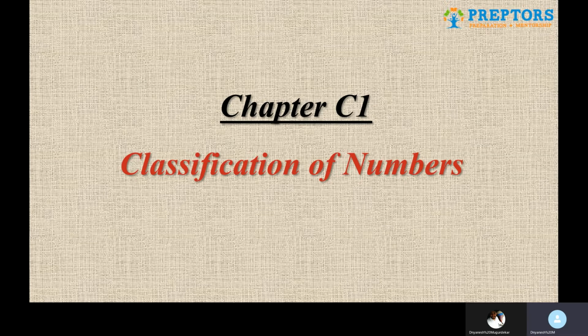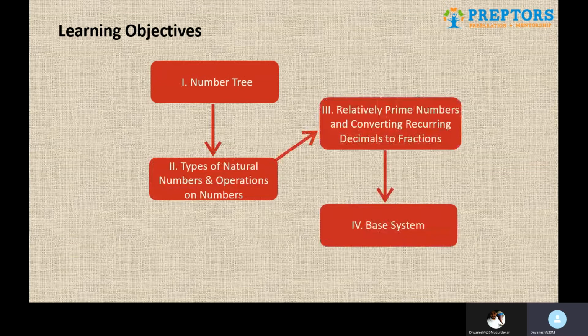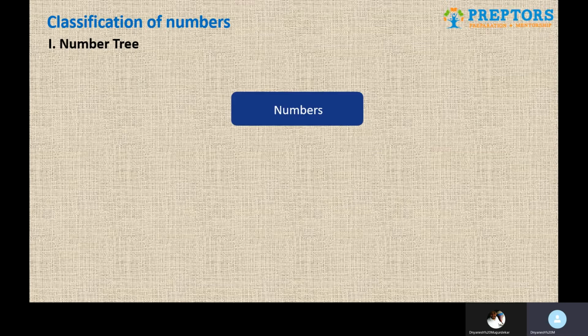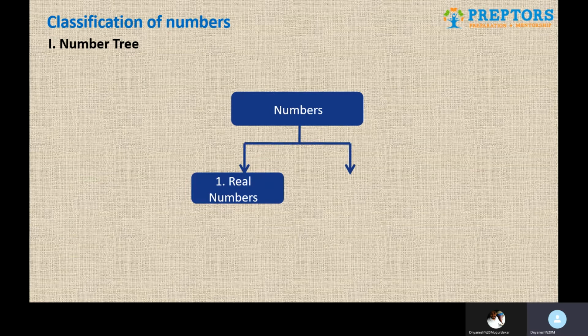This is something that we have done in the school days, but just a quick revision and introduction to some new ideas also. So the first and foremost thing that we should be aware of is the number tree. So how numbers are broadly classified. The first and foremost classification for numbers has to be either they are real numbers or they are imaginary numbers. Real numbers and imaginary numbers.